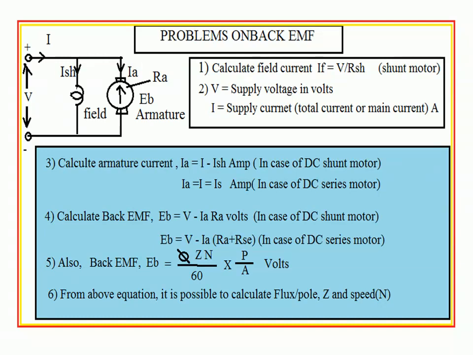In a problem, first you have to identify which type of motor is given. Next, after knowing the back EMF, this back EMF is also equal to phi ZN divided by 60 into P by A. Hence, by knowing this back EMF, it is possible to calculate any parameter in the equation. It may be flux, it may be Z, it may be N.